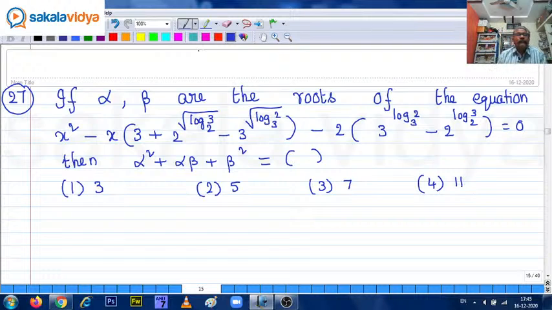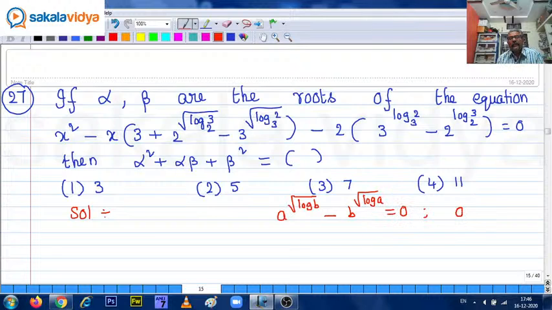I will tell you one shortcut. So remember all of you, one hint or shortcut also. See, a to the power of root log b minus b to the power of root log a is 0. You remember. And moreover, a to the power of log n to the base a is n. With the help of this the problem can be solved. So now this part becomes 0. This part becomes 0. This part becomes 2. So this part becomes 3.